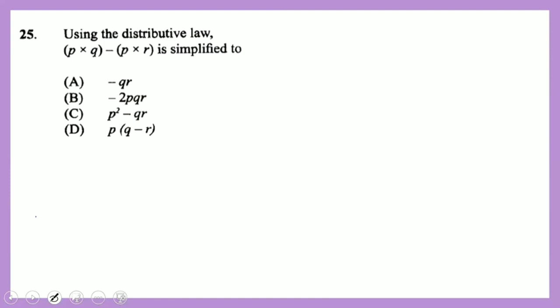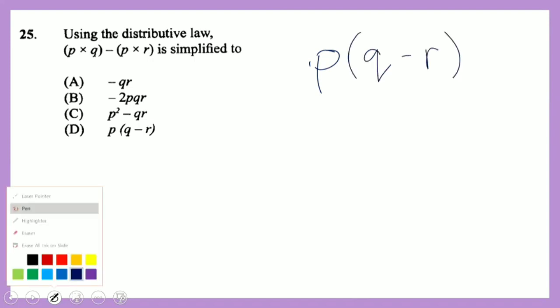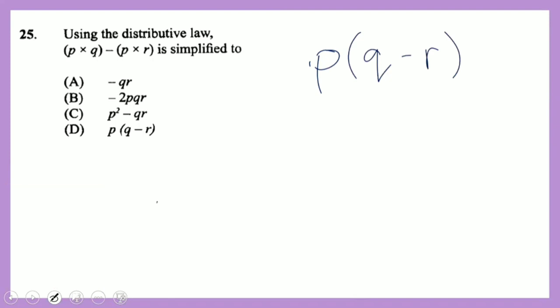Using the distributive law, how can we simplify this expression? All right, we have P multiplying by Q, subtract P also multiplying by R. And it is quite simple. That is going to be P times Q minus R. So it's a law that you should naturally know.